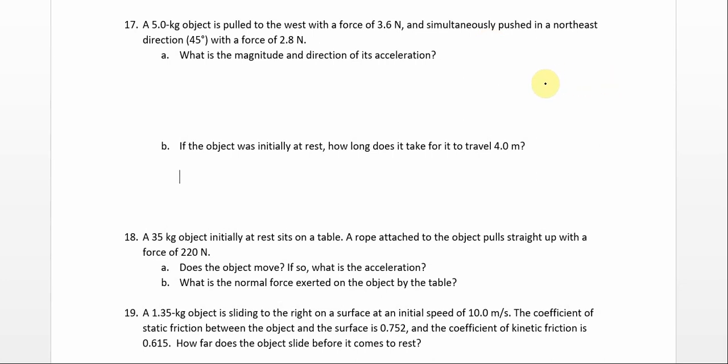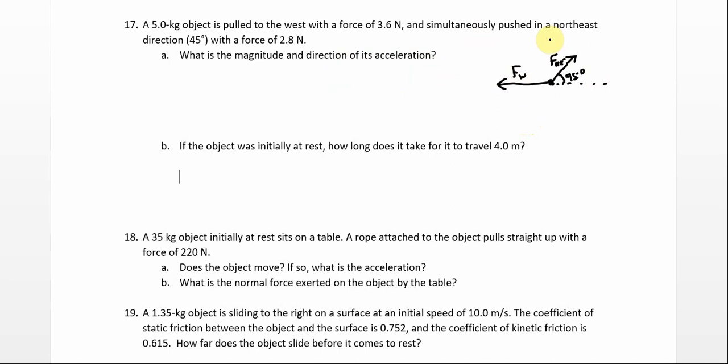So I can make a free body diagram. We have a westerly force of 3.6 newtons. I'll call that Fw. And we have a northeast one, which I'll write, that'll be Fne. That's 2.8 newtons, and that is 45 degrees. Okay, so we're looking for the acceleration. So this is a very straightforward F equals ma type problem, because we can get the net force and then we can get the acceleration.